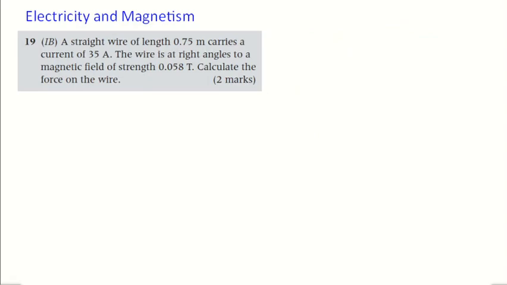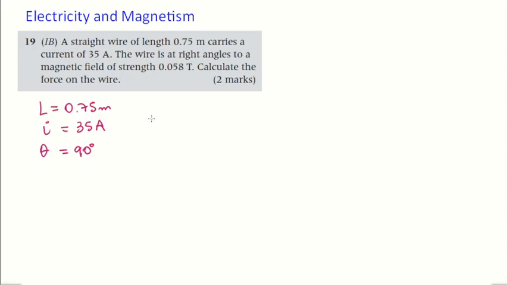Okay, so let's go for a numerical problem now. A straight wire of length 0.75 meters carries a current of 35 amps. The wire is at right angles to a magnetic field of strength 0.058 Tesla. Calculate the force on the wire. Alright, so let's write down what we know. First thing, we know the length. So the length is 0.75 meters. Now I also know the current. So my current is 35 amps. We know that the wire is at right angles to a magnetic field. So the angle between them is 90 degrees.